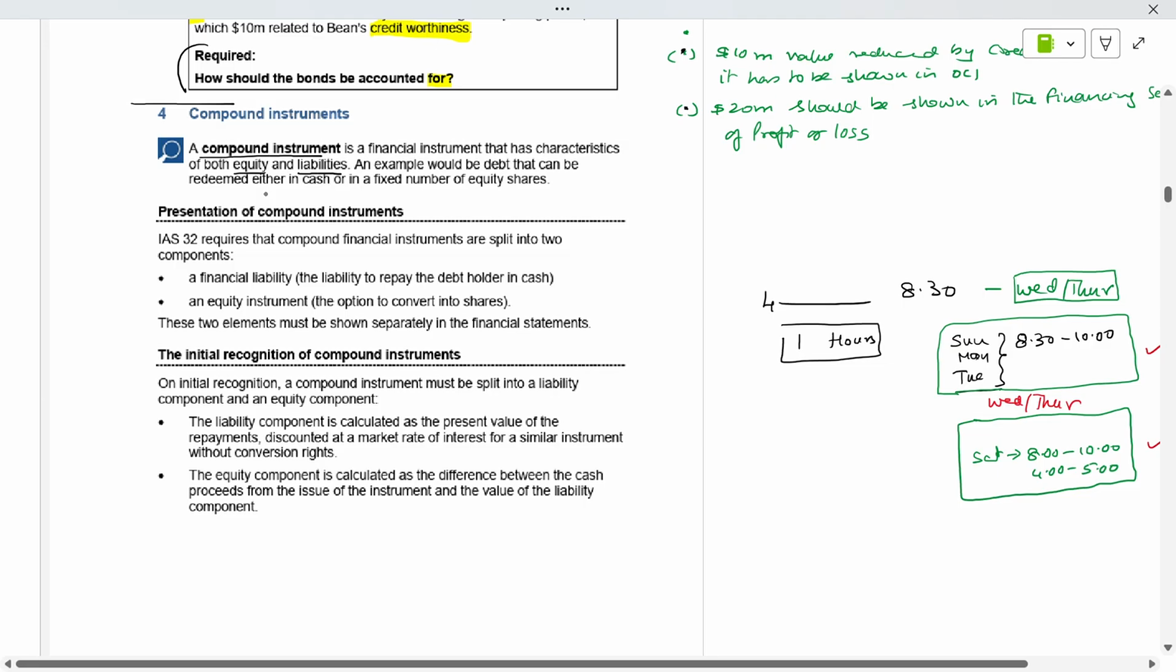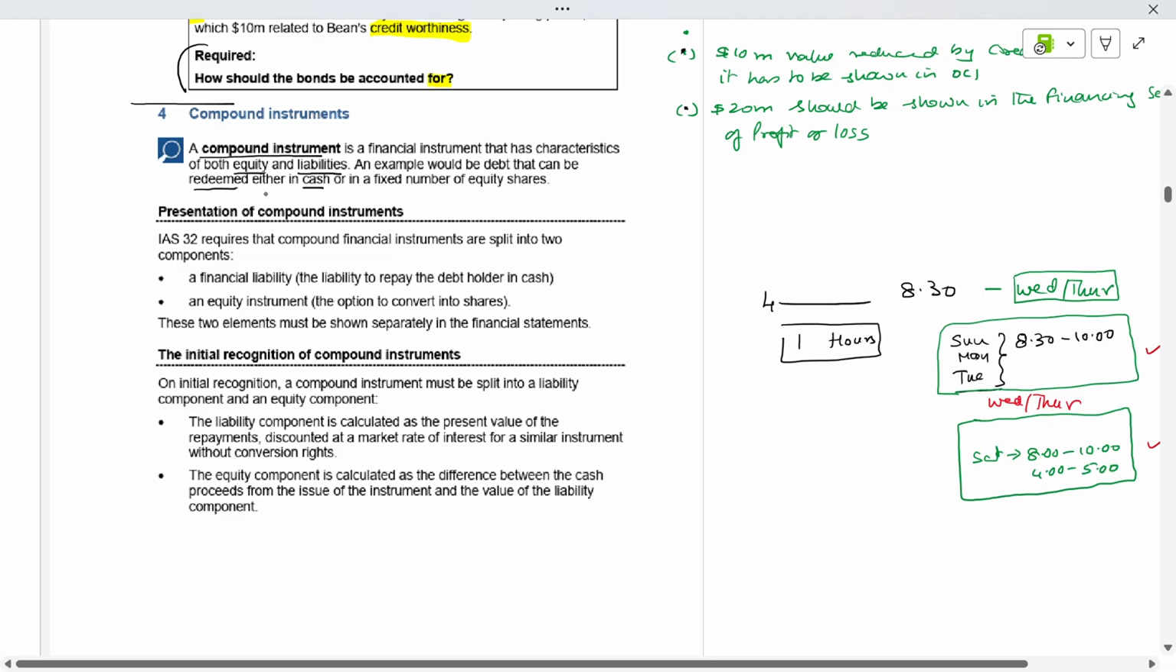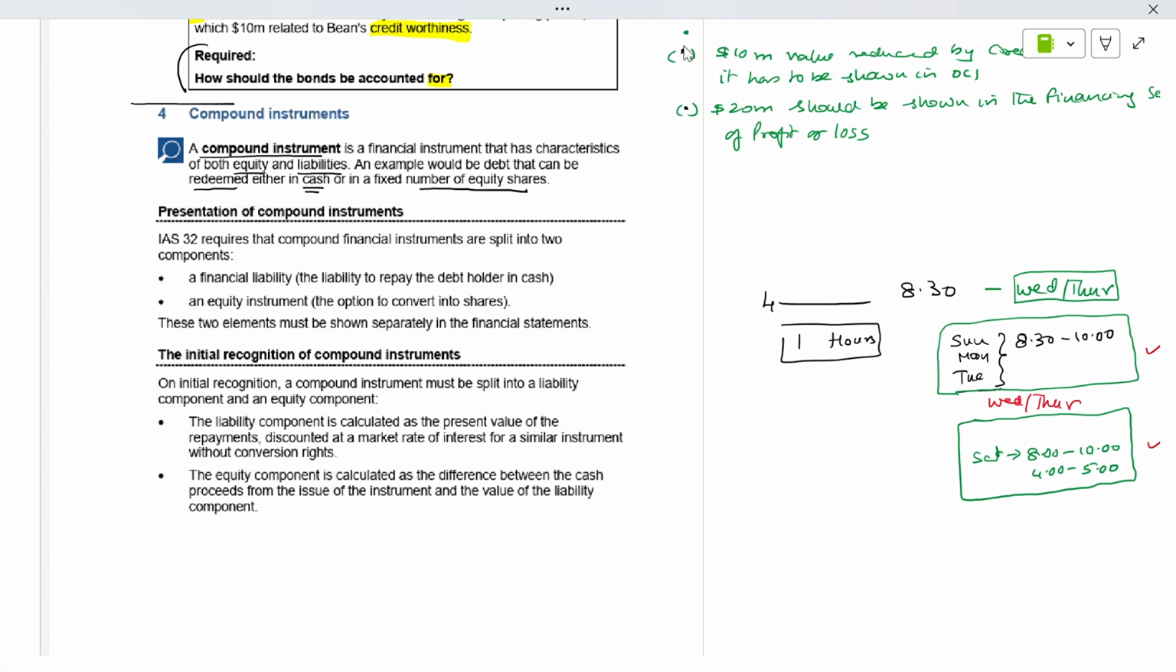It will convert. An example would be debt that can be redeemed either in the form of cash or in the form of a fixed number of equity shares. That is, you can convert the bonds into cash or into shares. IS 32 requires that compound instruments should be split.